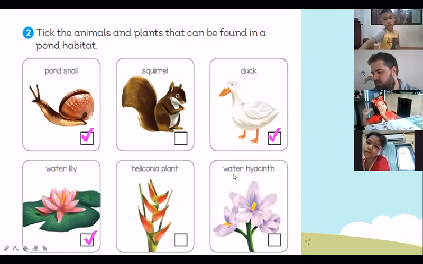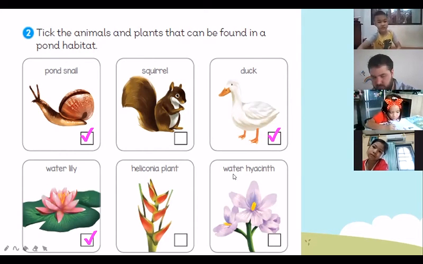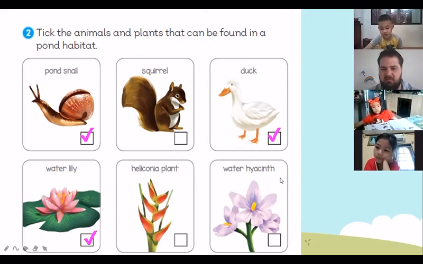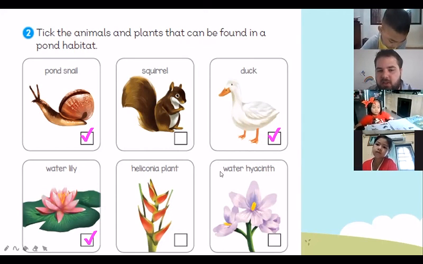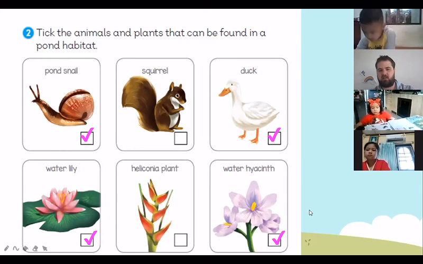And our last one, our water... Let me find the name again. Hyacinth. That's what they call it, hyacinth. So water hyacinth. Does it live in the pond? Yes, because you see it starts with water. So if a plant starts with the name water, it means it lives in the pond. So we're going to tick our water hyacinth.